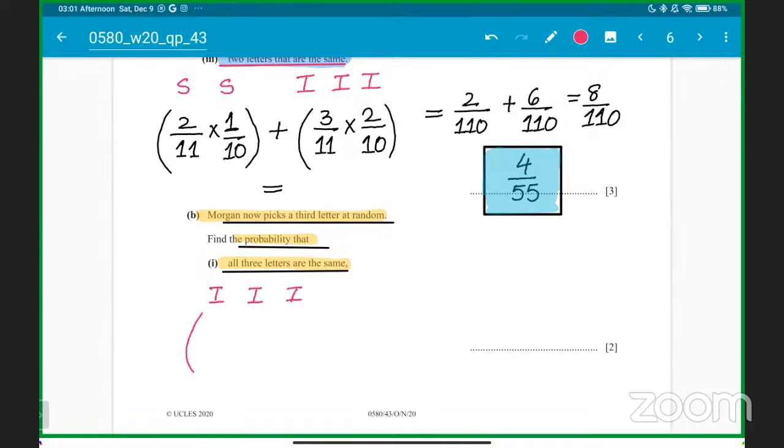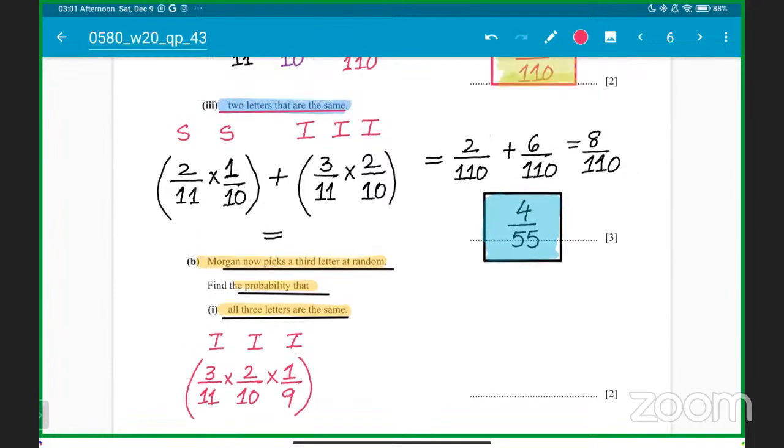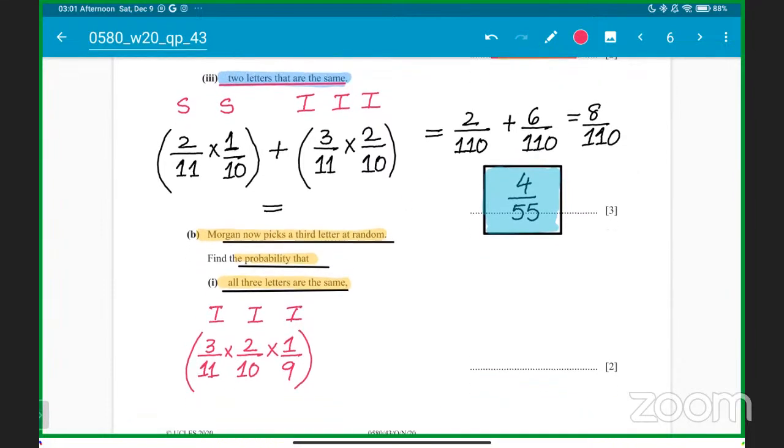Okay, 3 I's. So it will be 3/11 into 2/10, the same answer, and just 1/9. Okay, getting it clear, everyone? Yes, sir. If you got this explanation, you must be able to very quickly get this one as well.